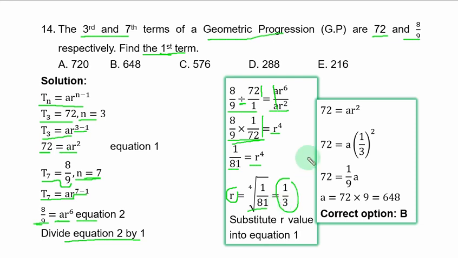I'm taking equation 1. This is equation 1. You replace r by 1/3 and you square it because r is squared here. That gives 72 equal to 1/9 a. To get a, multiply through by 9. So a is equal to 72 times 9, and that is 648. B is the correct option.